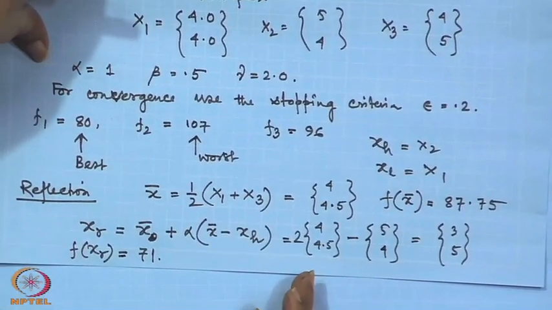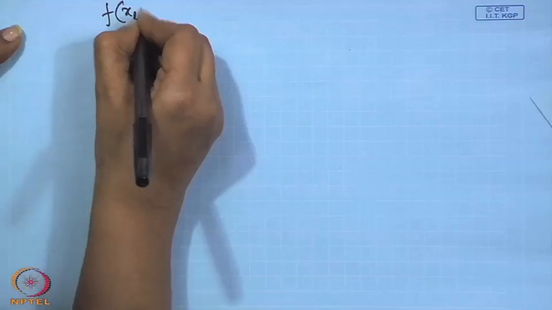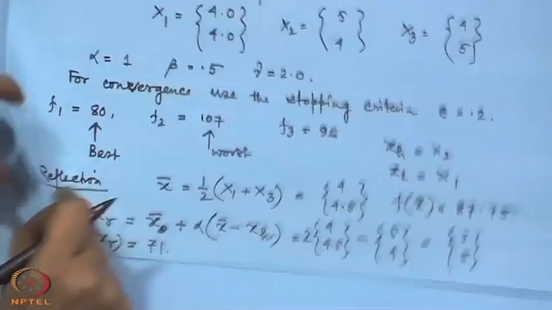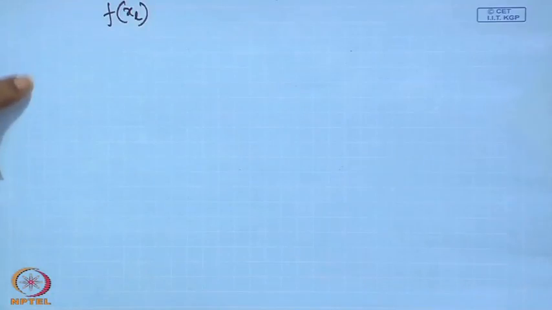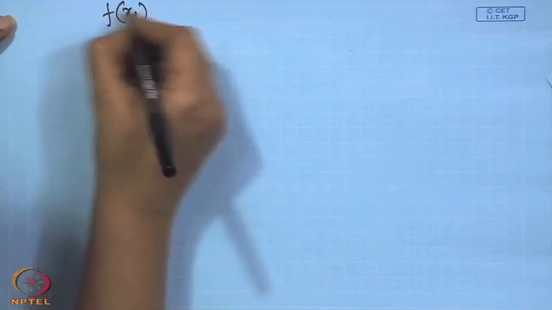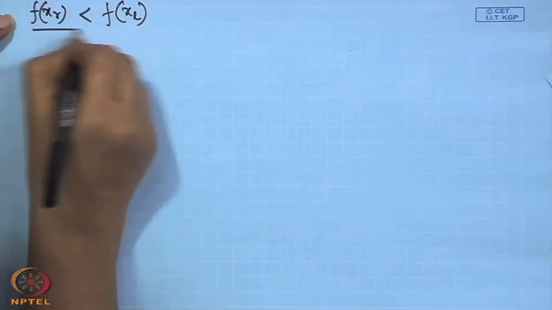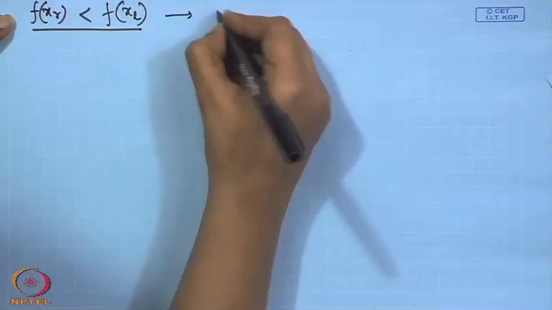Now our process starts: whether we will go for expansion or not, we will see. What we see is that my lowest value f(xl), that lowest point was my x1 point, where the functional value was 80, and we now have 70. That means we are getting f(xr) lesser than f(xl). Then what is the thing?